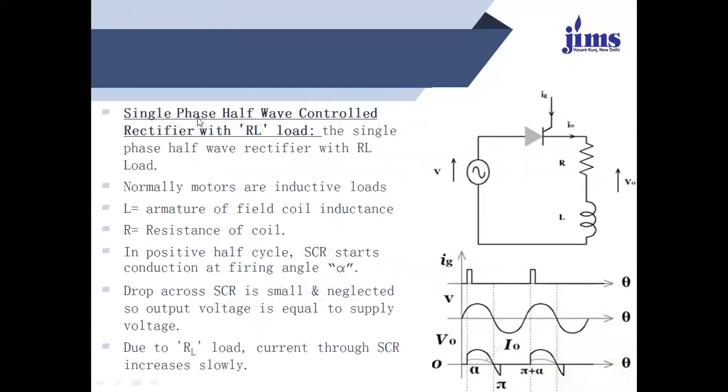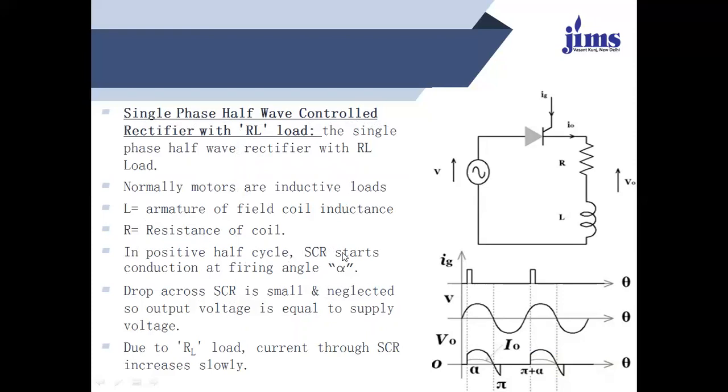Next will be the single phase half wave controlled rectifier with RL load. Over here there are two types of load, resistive and inductive load, connected. Normally motors are inductive loads. L will be the armature or field coil inductance, and R is the resistance of the coil.